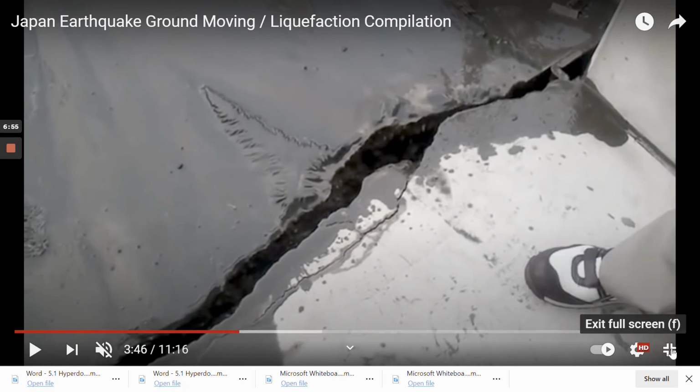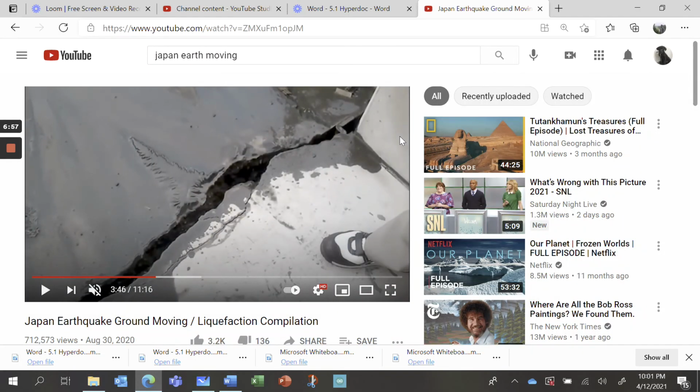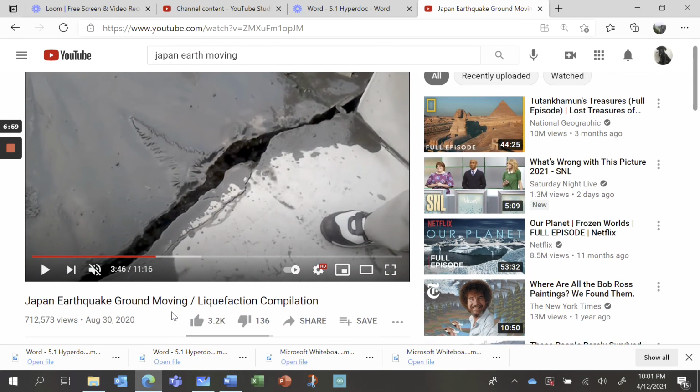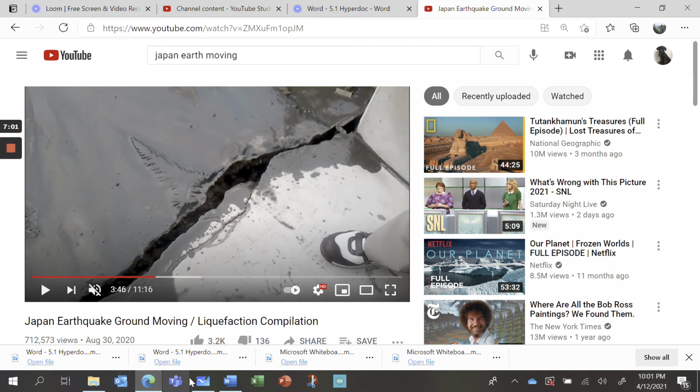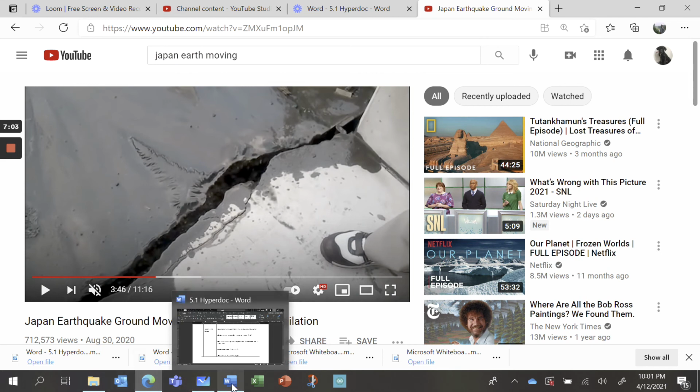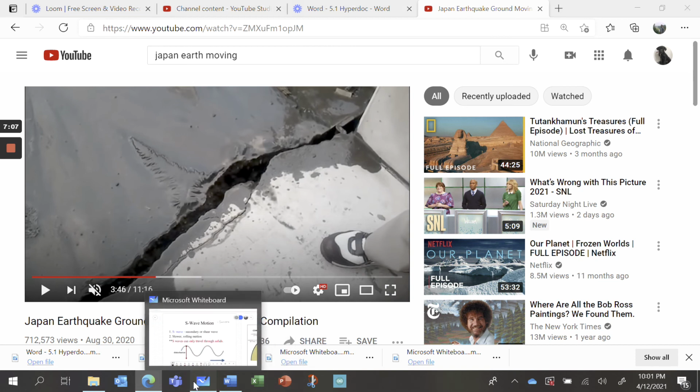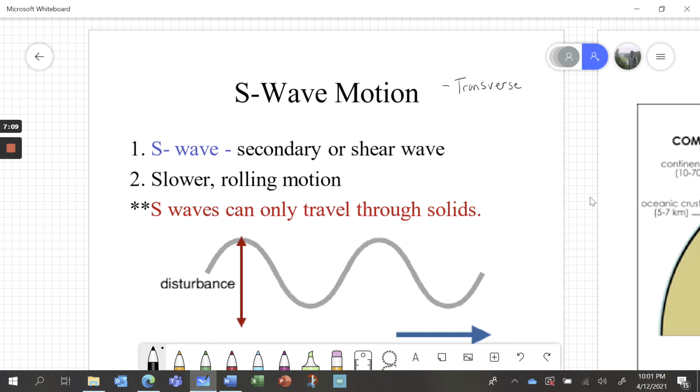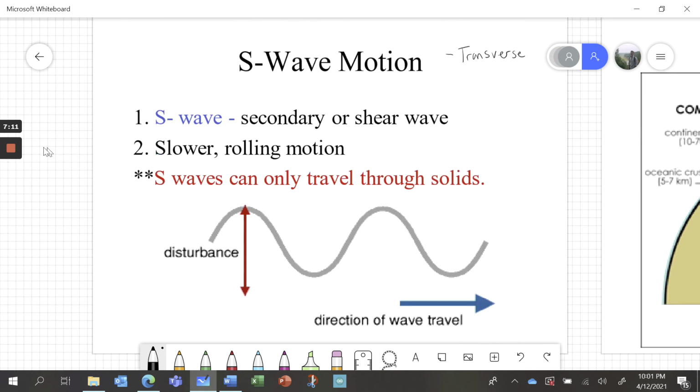These waves will last a little while longer. These sometimes are called aftershocks, but that's not necessarily what they are. So yeah, S waves are transverse waves. They are slow. They cause the earth to roll. They cause the earth to move, and they only go through solids.